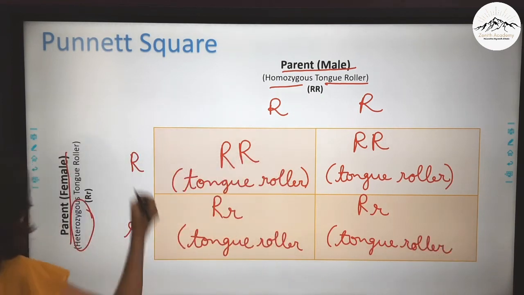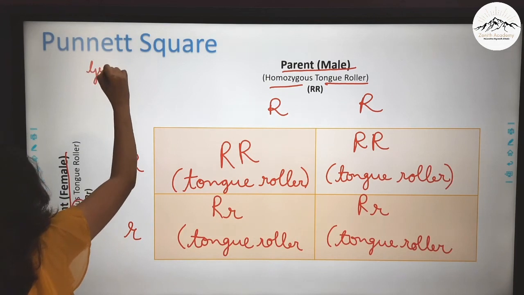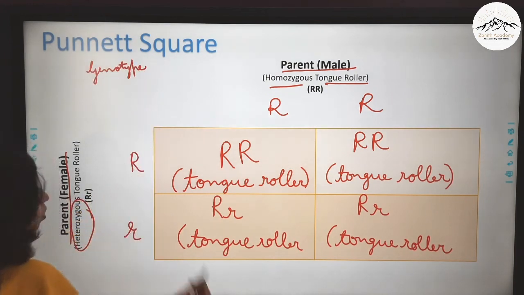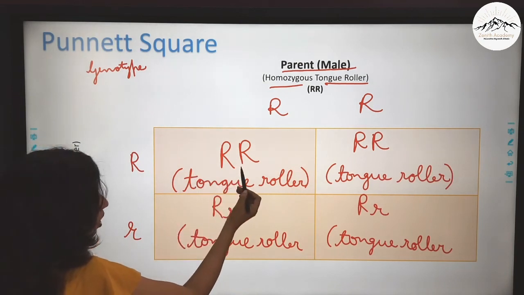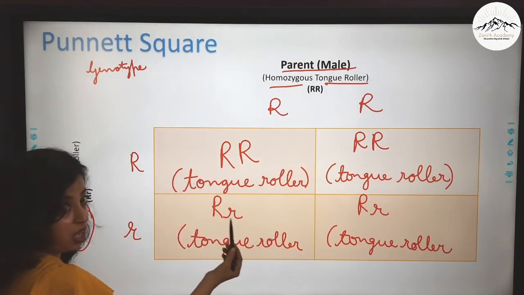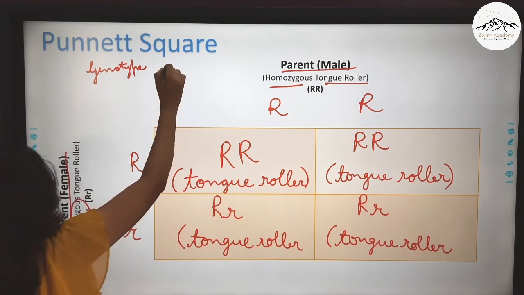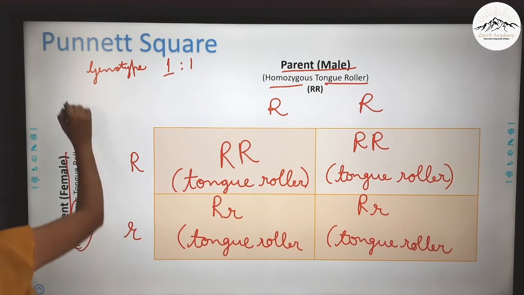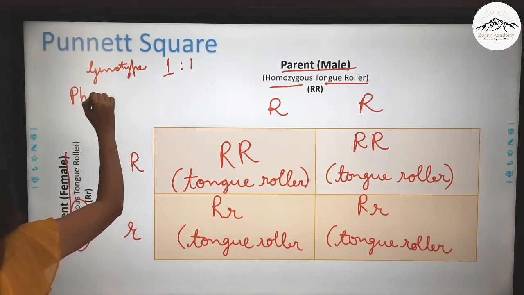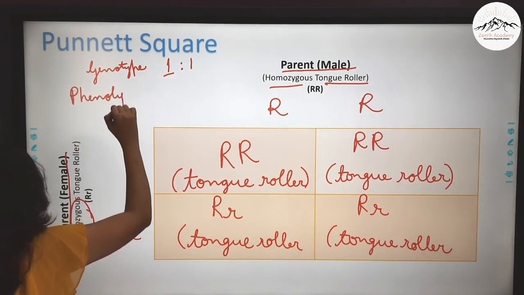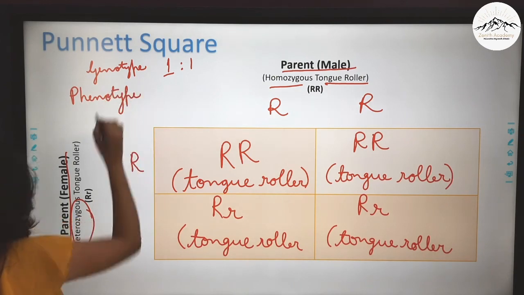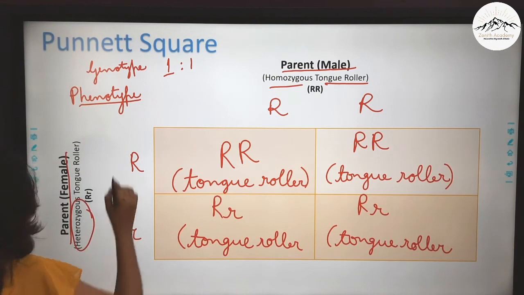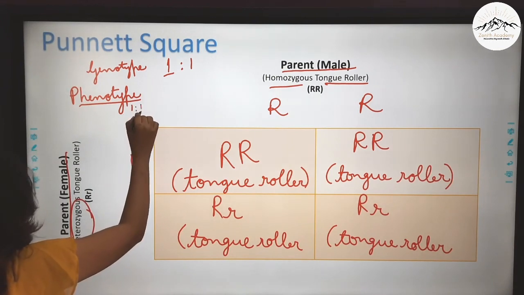Now genotype ratio, if you want to write, genotype ratio is what here? Genes. So capital R is 2 times and capital R small r is again 2 times. So the genotype ratio is 1:1. Okay. Now what is the phenotype ratio? That is the gene that is expressed, that we can see that all of them are tongue rollers. Okay. So the ratio is 1:1:1:1.